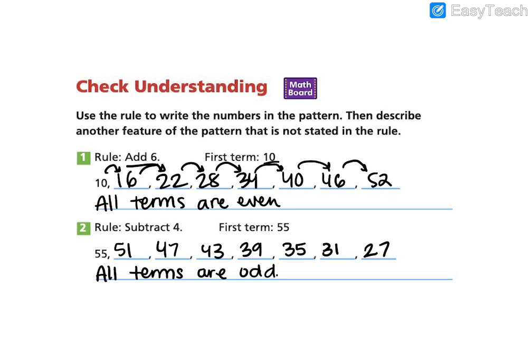Another pattern you might have seen was that all of these numbers were even. We started with an even first term and we added an even number in our rule. Alright, so now let's look at the second one. The rule is to subtract 4 and the first term was 55. So we subtracted 4 each time and you should have had your last term as 27. A pattern here was that all the terms were odd. Even though we subtracted an even number from our odd first term, all of the terms were odd.